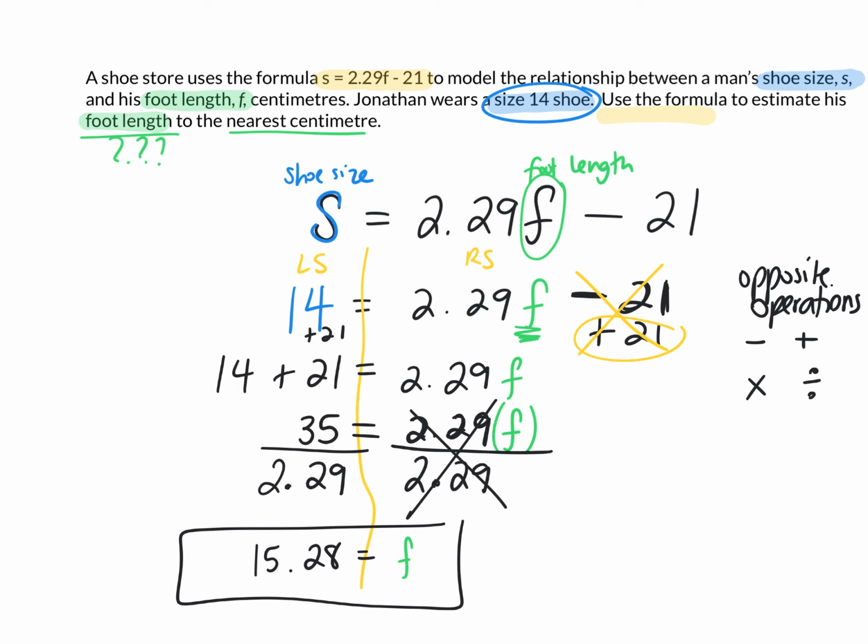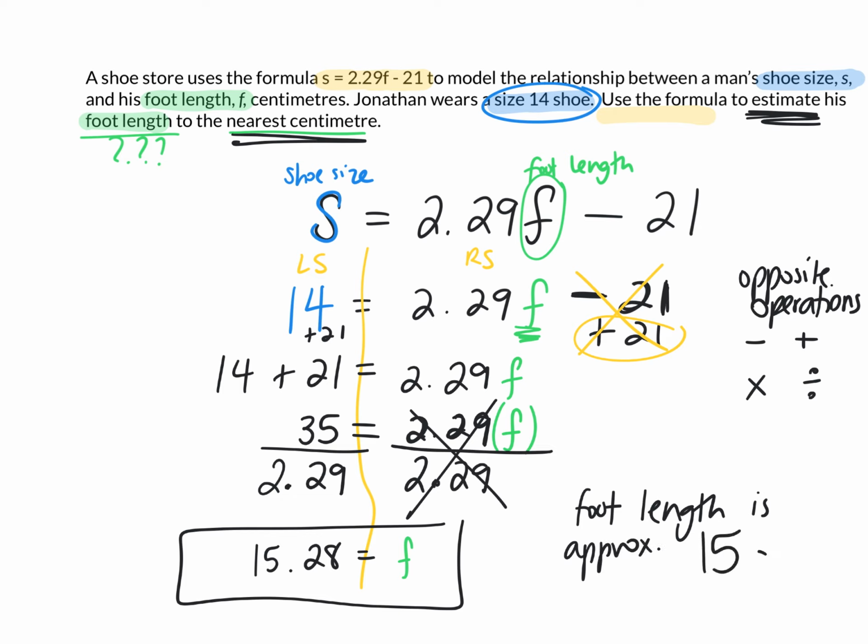The question says use a formula to estimate his foot length to the nearest centimeter. So his foot length to the nearest centimeter is approximately 15 centimeters long. And that's if he's wearing a size 14 shoe. Okay.